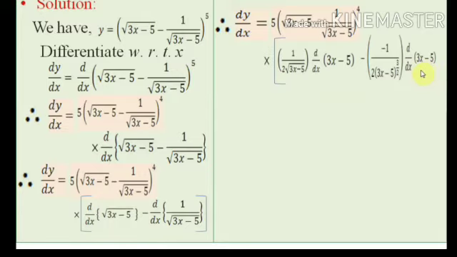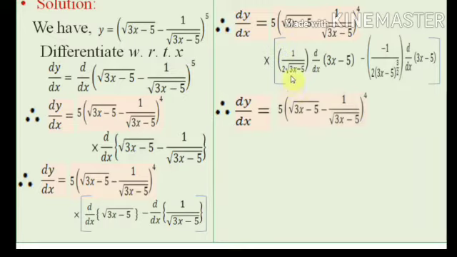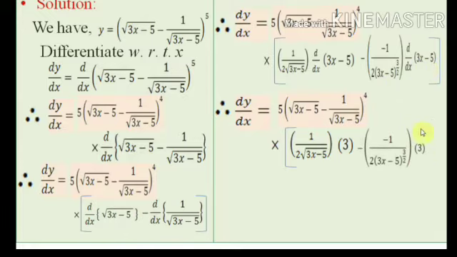Therefore dy by dx equals the first term as it is, multiplied by 1 upon 2 root of 3x minus 5 into the derivative of 3x minus 5. The derivative of 3x is 3 and the derivative of 5 is 0, so only 3, minus the bracket minus 1 upon 2 into 3x minus 5 raised to 3 by 2, multiplied by again the derivative of 3x minus 5, that is 3.